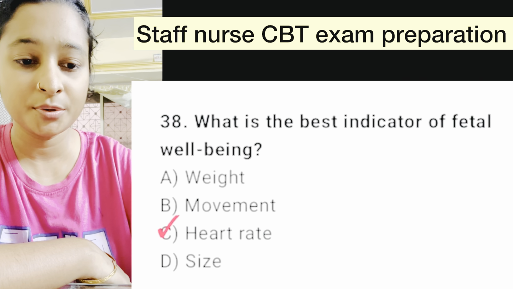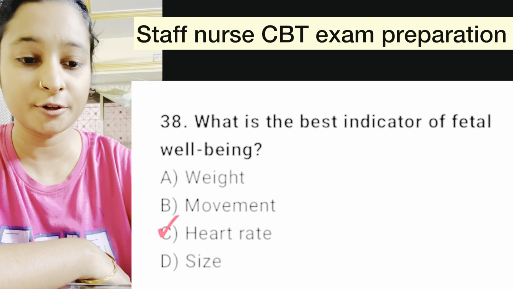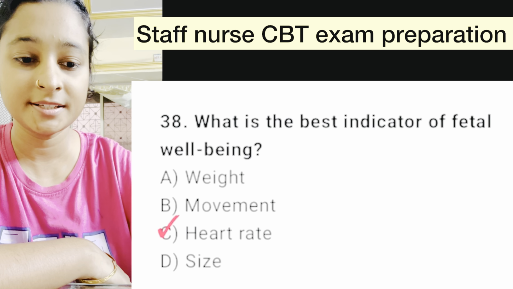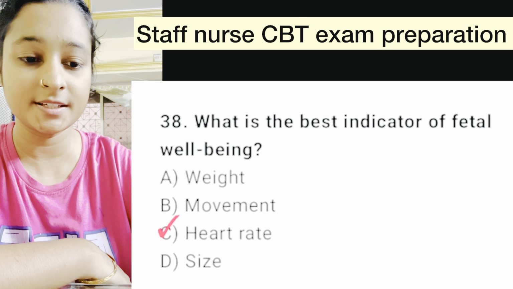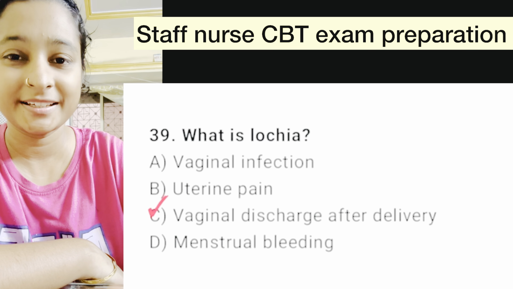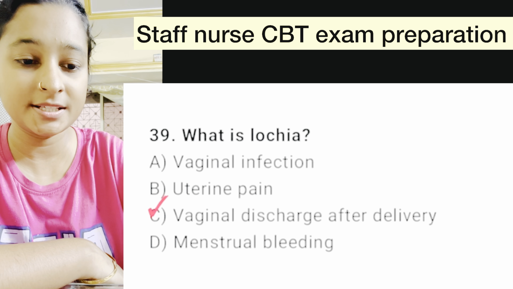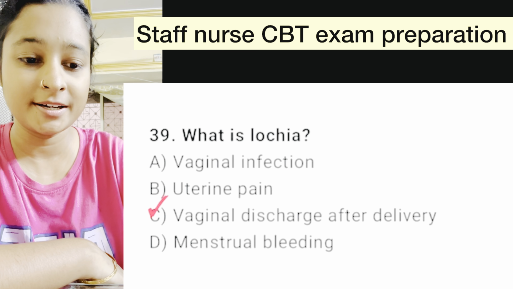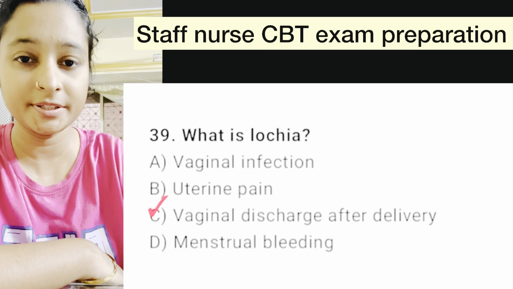Next question, what is the best indicator of fetal well-being? Right option is option C, heart rate. Next question, what is lochia? Right option is option C, vaginal discharge after delivery.